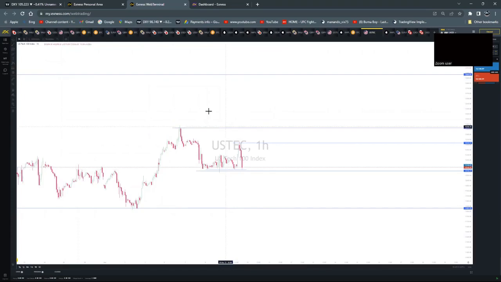1, 2, 3. Perfect. 1, 2, 3. I'll count it as a touch. So in a situation like this, guys, it's going to be tough. The real reason why I'm saying it's going to be tough is, if you look at this thing, it formed a sort of head and shoulder setup. Can you guys notice it?